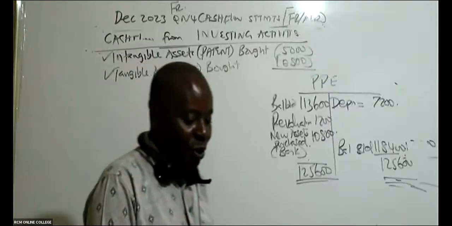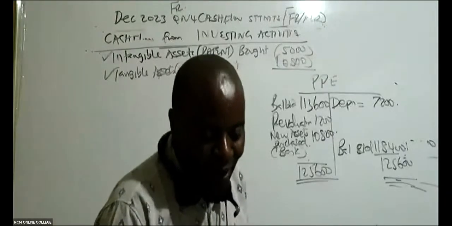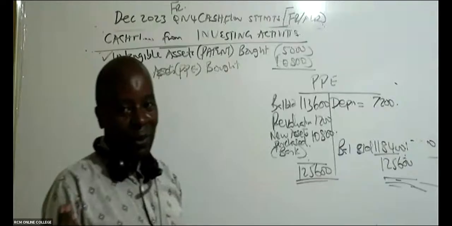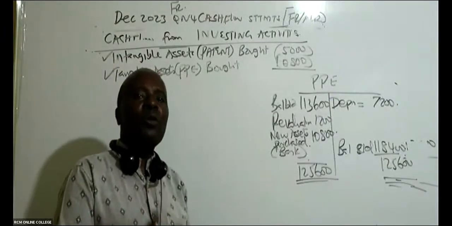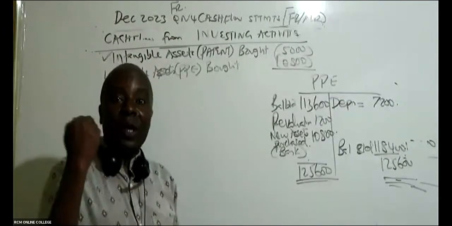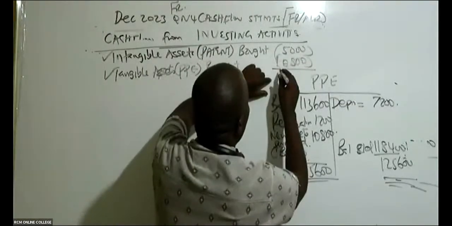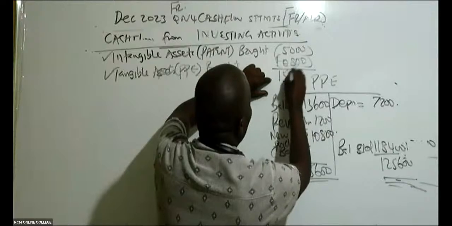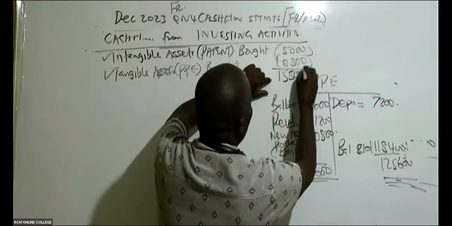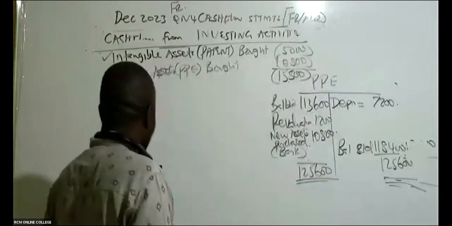When you tell me that you don't know cash flow statement, especially the ones which come in financial reporting, I normally laugh at students. Here you should be able to know everything. This is very easy. You can even do it with your eyes closed. So can somebody give me this total? So this total will be 15,800.